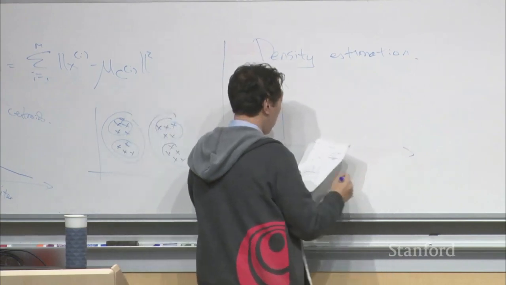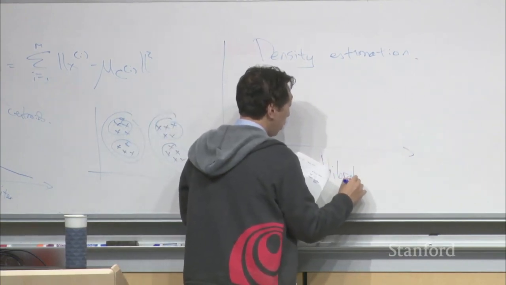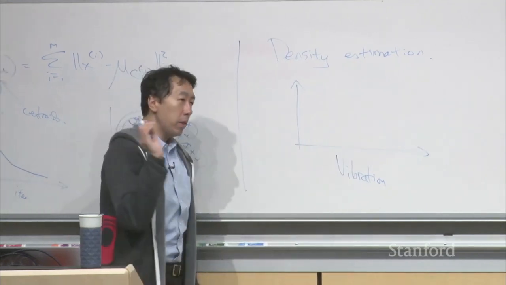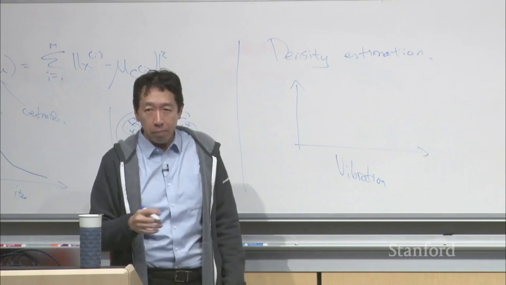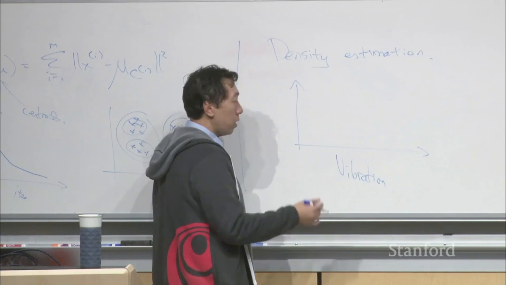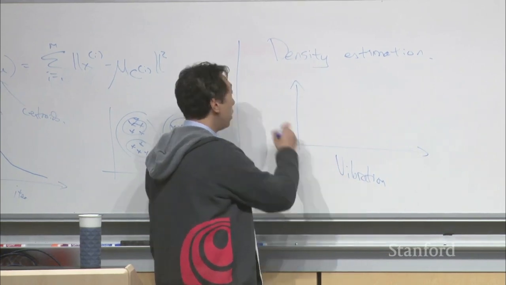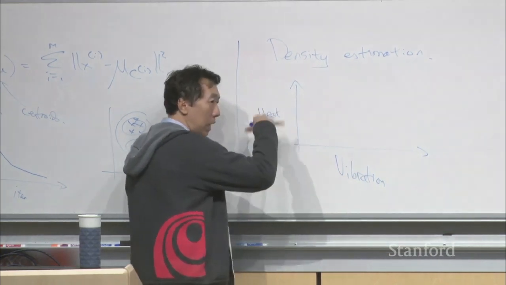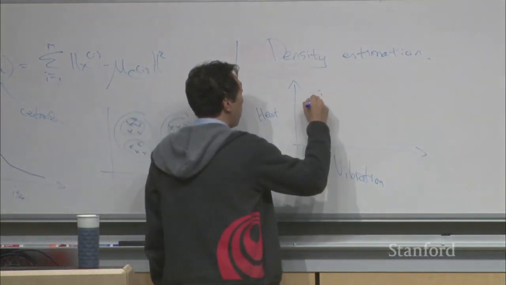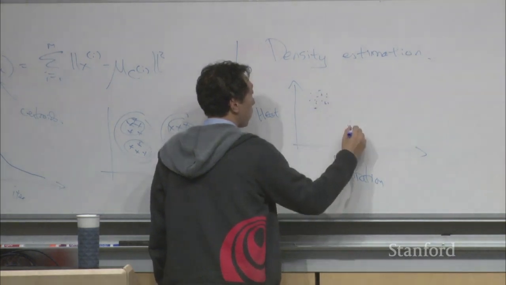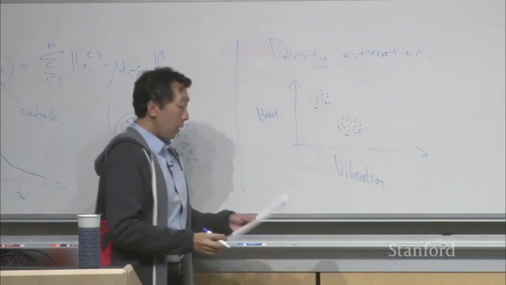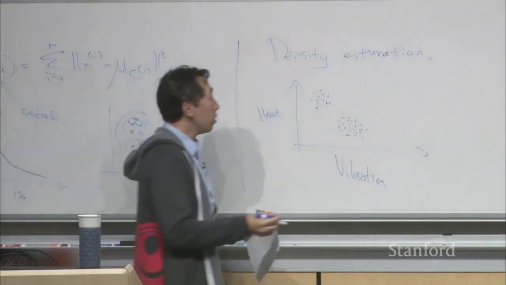I actually had some friends working on a problem some time back, which I'll simplify a little bit. If you have aircraft engines coming off the assembly line, and every time an aircraft engine comes off the assembly line, you measure some features of these engines. You measure some features about the vibration, and you measure some features about the heat that the aircraft engine is producing. And let's say that you get a data set that looks like this.